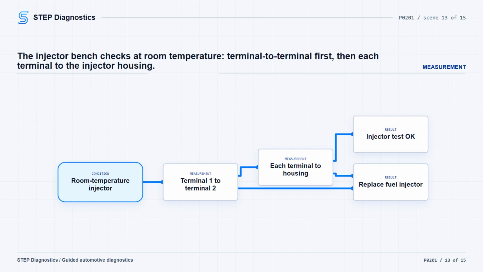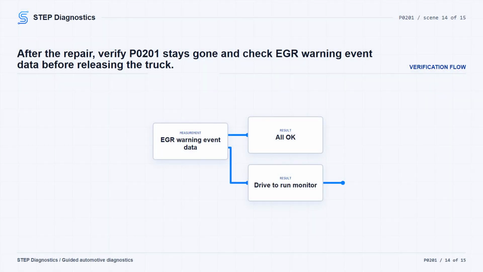If it is not in that range, replace the fuel injector. If it is in range, test from each injector terminal to the injector housing. Each terminal to housing test should show infinite resistance. If either one is less than infinite resistance, replace the fuel injector. If both are infinite resistance, the component test is okay. Keep verification separate from the circuit testing.